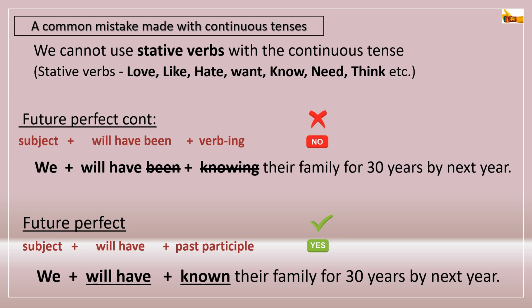Because know is a state verb which you should not and cannot use in that continuous form. So, this sentence would have to be what? It should be, we will have known their family for 30 years by next year. We will have known, okay? And not we will have been knowing. So here, we needed the future perfect by itself. And remember, you also can't use the future perfect continuous to talk about finished actions. You just have to use the future perfect instead.